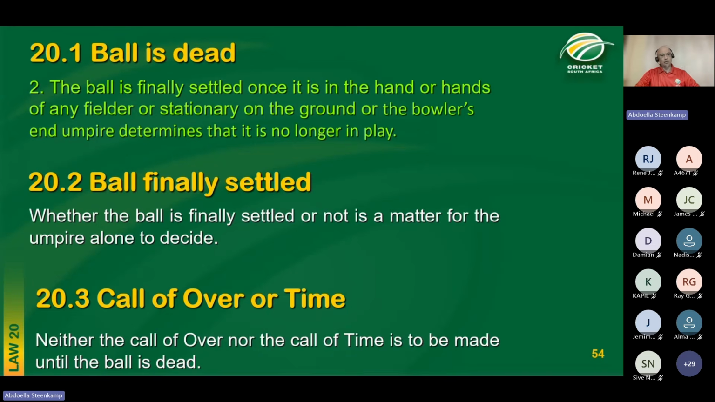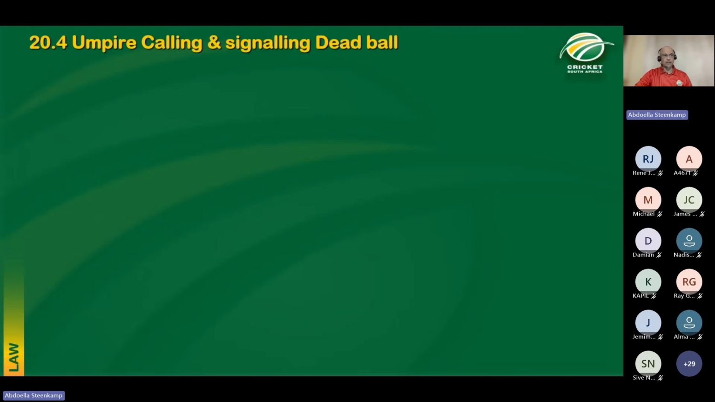The law wants the bowler's end umpire to call over after six valid balls are bowled. But before calling over, you first need to wait for the ball to be dead. Only once the ball is dead can you call over. I mentioned earlier that there are ways that the ball automatically becomes dead, and we looked at those instances.